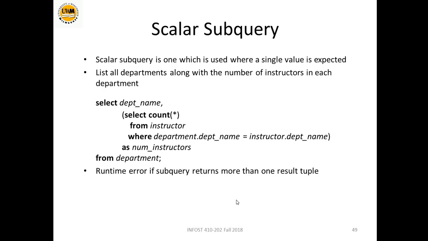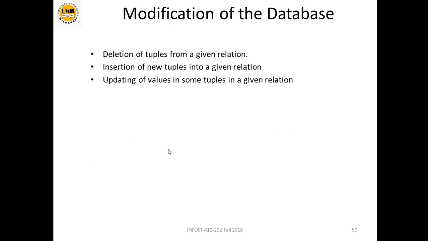Subqueries in the select clause. We can have select department name and select count star from. So we will have two attributes, the department name and the count. And we will call the count number of instructors from department. So the result will be a table of two columns, one called department name and contains the department names, and one contains the number of instructors in each department.